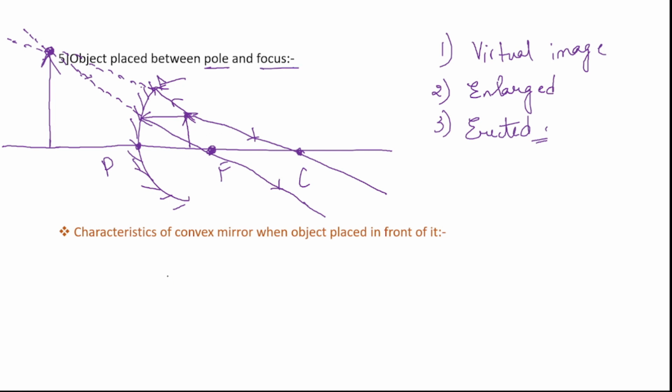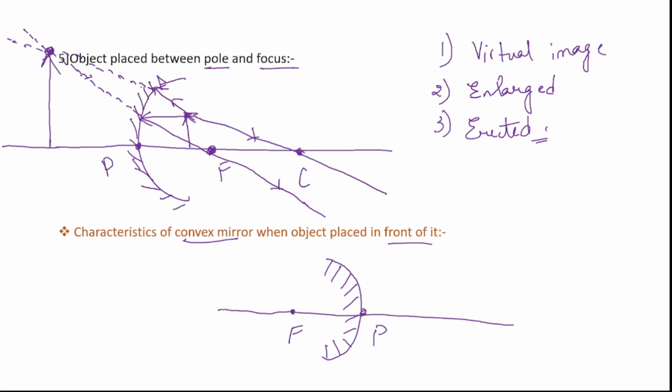Okay, next let us see the characteristics of the image formed by a convex mirror when an object is placed in front of it. Let us draw a convex mirror first. Let us draw the principal axis. This is the pole, here we have the focus, here we have the center of curvature. What we are doing here is placing an object in front of a convex mirror. So let us say we have placed an object here.